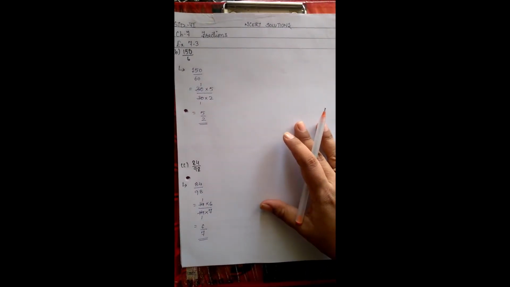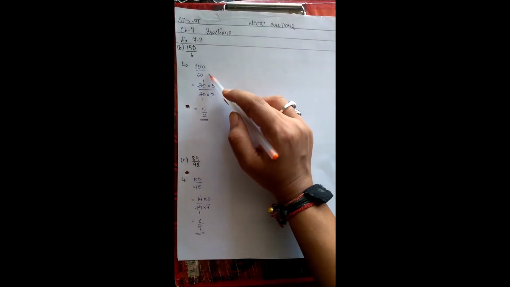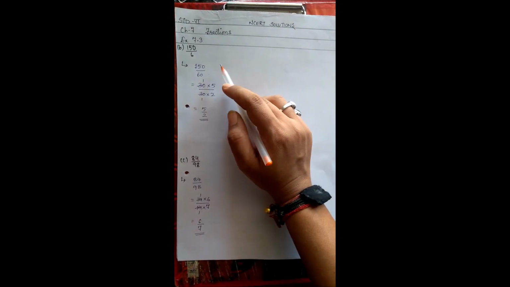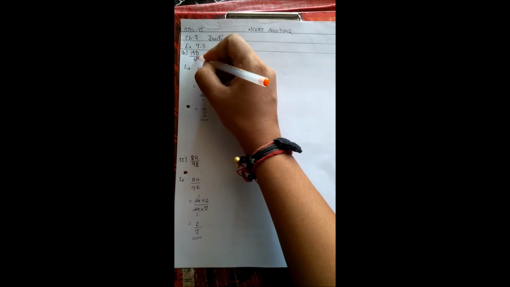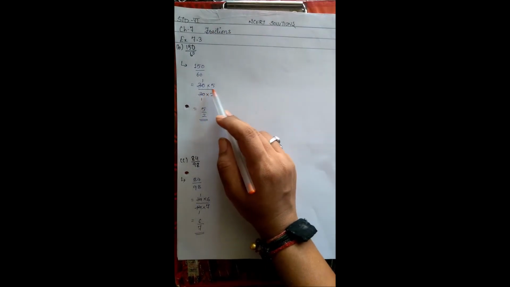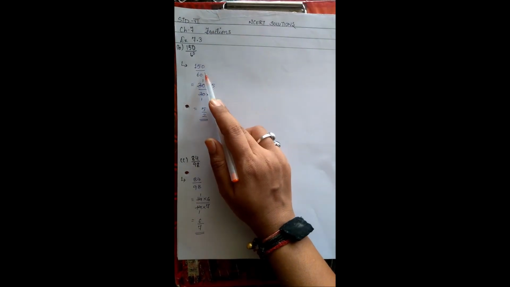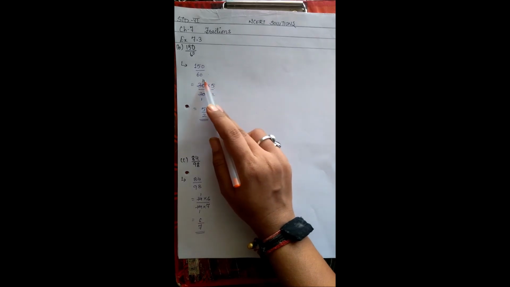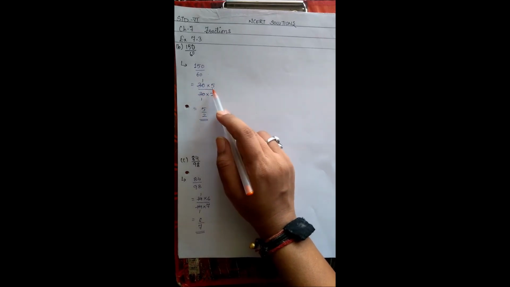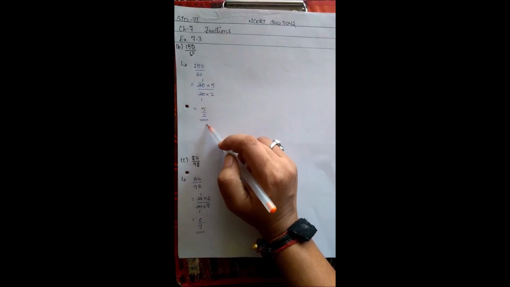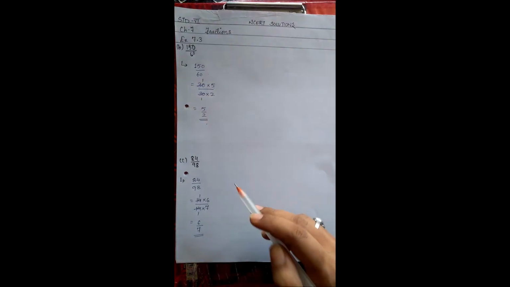Next question is 150 upon 60. So it is 150 upon 60. So 30 into 5, that is 150, and 30 into 2 is 60. 30 will cut, so 5 upon 2 will be the simplest form of the fraction.